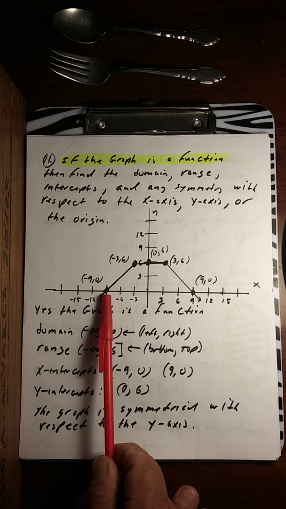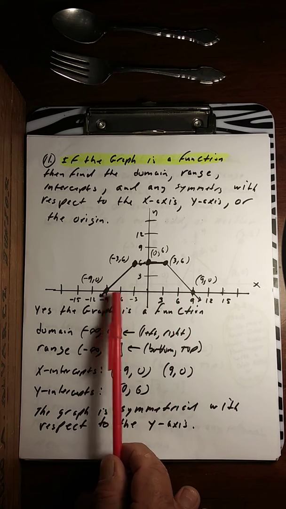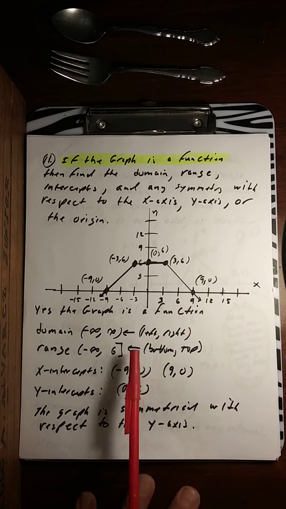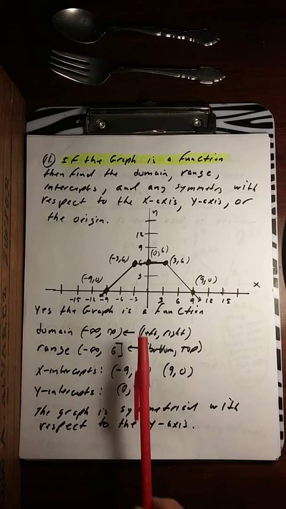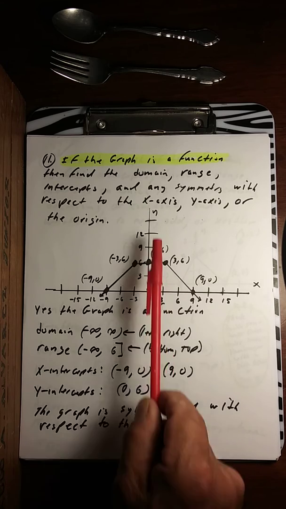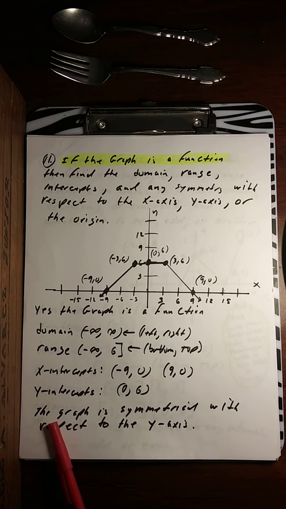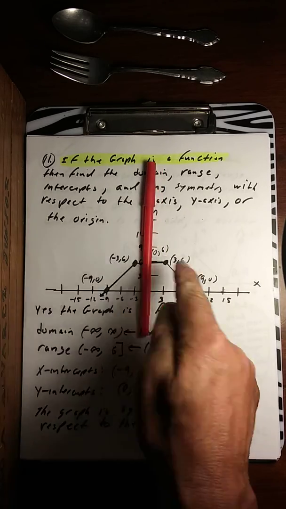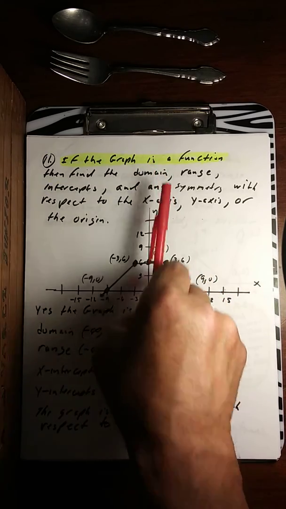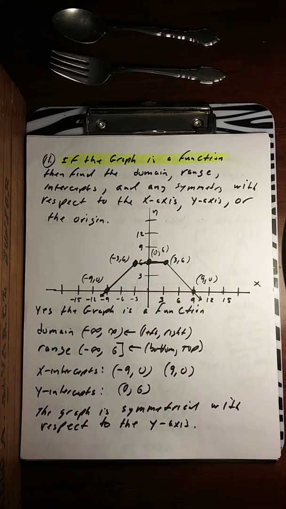X-intercepts. There's one there, there's one there. See right there? (-9, 0) and (9, 0). And y-intercept: (0, 6), right there's one right there. And we have the graph is symmetric with respect to the y-axis. Notice here's that y-axis. See that? It's symmetric with the y-axis. Half is there, half is there. There it is.